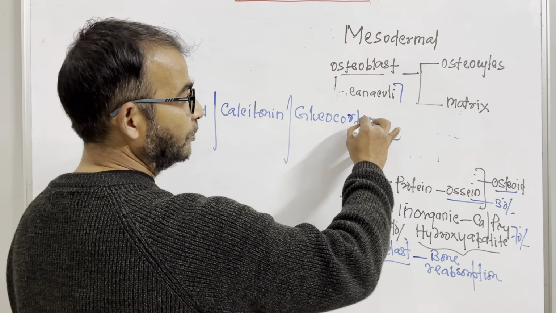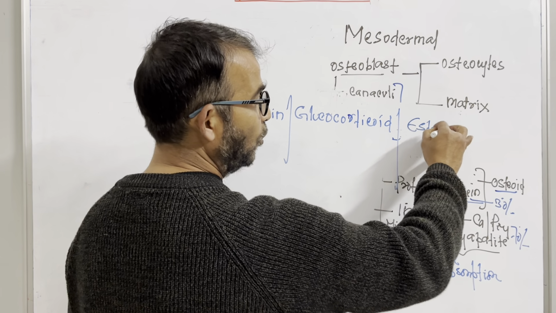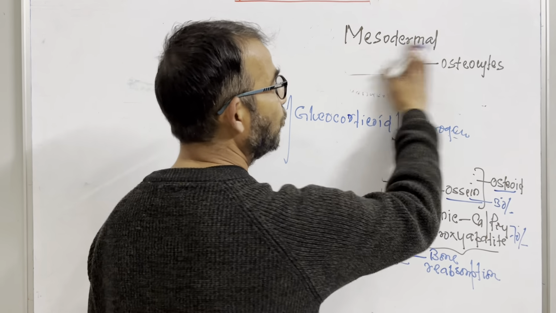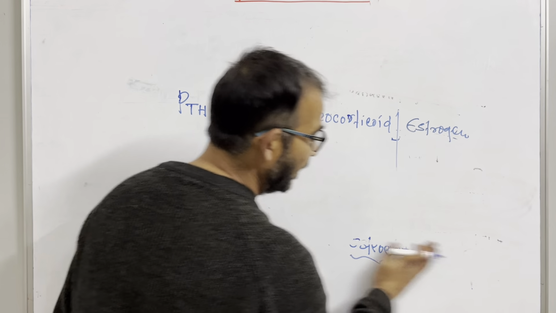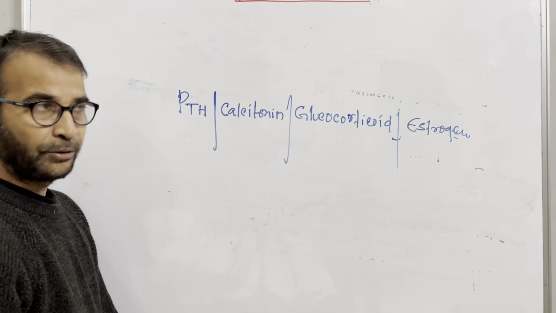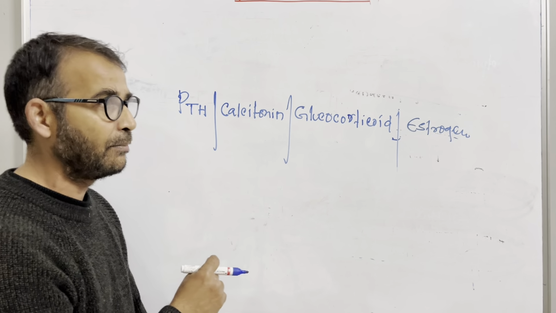Glucocorticoids. Then you have estrogen. All these 4 hormones, we will see what role they actually play in bone formation. So let us begin with the parathormone. In your NCERT, parathormone is written as the hypercalcemic hormone.